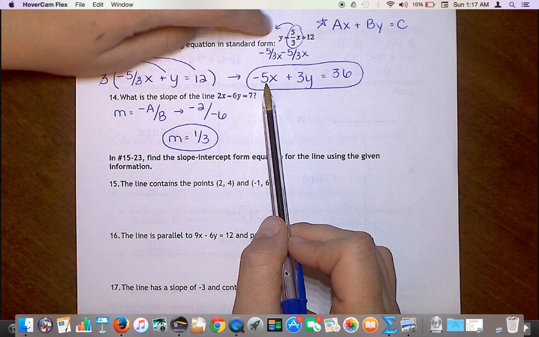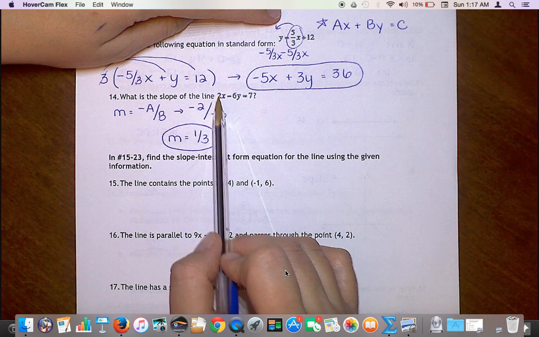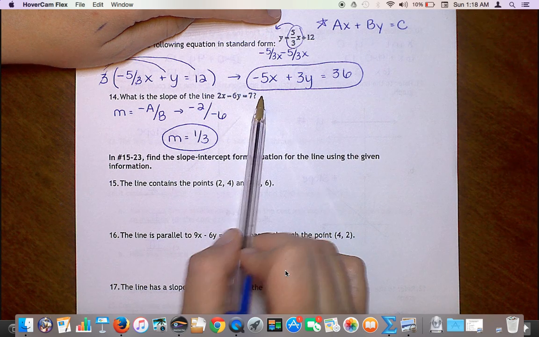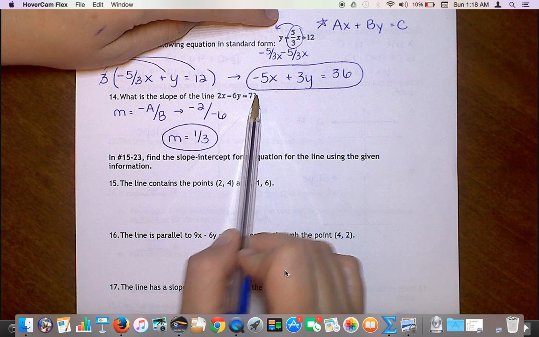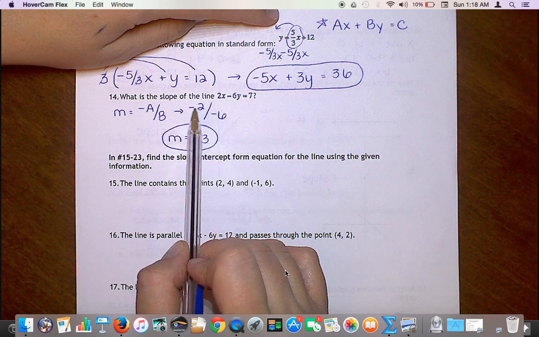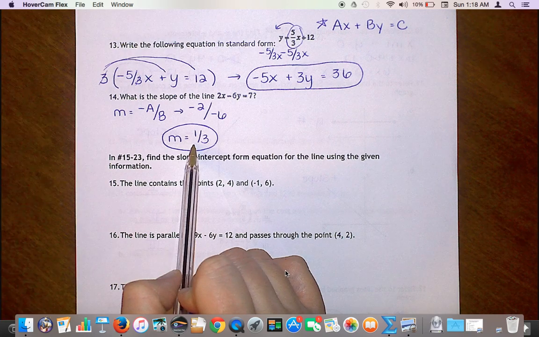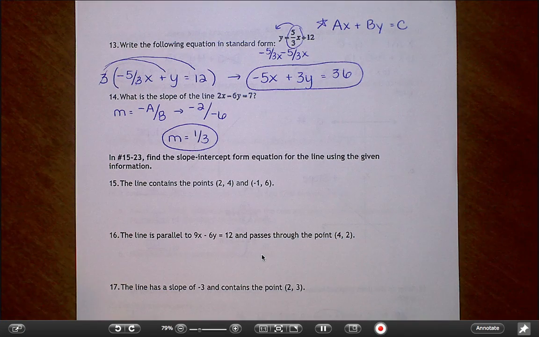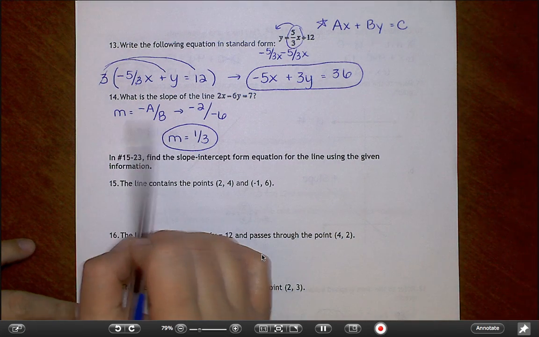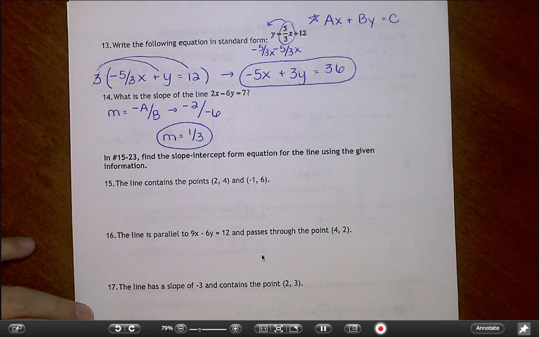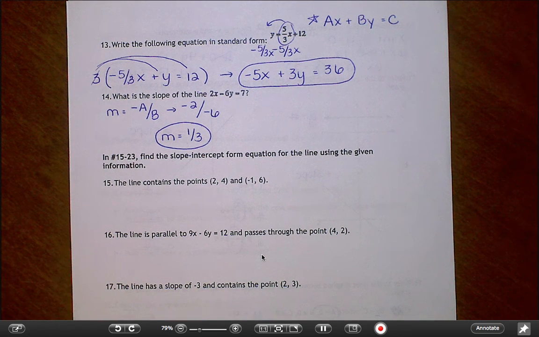And the reason for that is when you move things to the other side, when you move that x term to the other side, it switches signs. So this would change to a negative 2x, and then I would be dividing by a negative 6. So that's where this comes from, and then it reduces to 1/3. You don't necessarily have to know why that works the way it does, but you should know this. And if you didn't know this, you could always move this around to slope-intercept form, but just trying to save you some time. Okay, on to number 15.